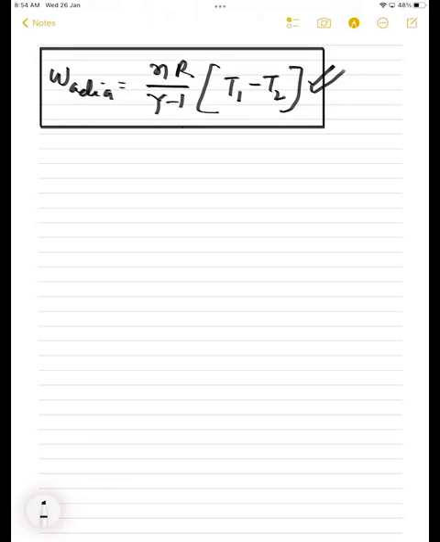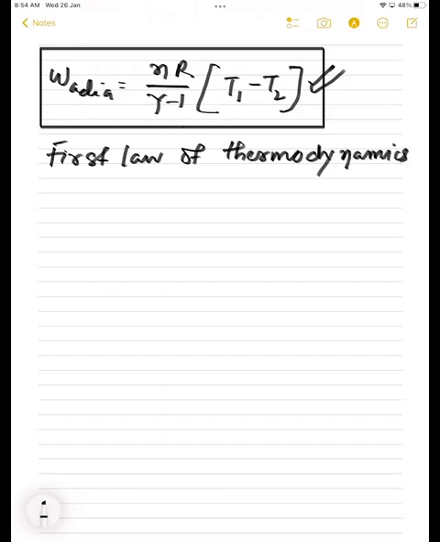Let's now give the heading. First law of thermodynamics, right? First law of thermodynamics applied to isochoric process.